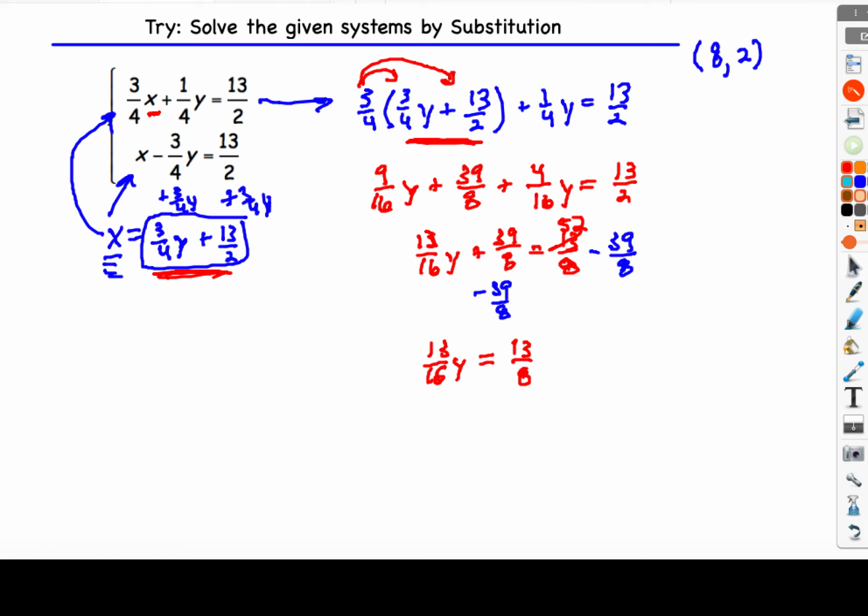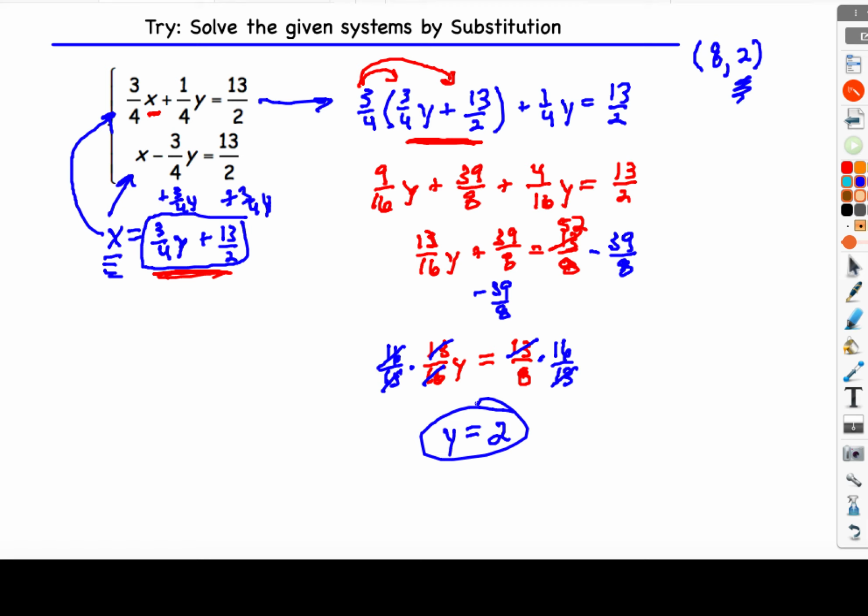And now let's multiply by the reciprocal. If we multiply by 16/13 on the left, we'll get just y. And multiply by 16/13 on the right, which is kind of nice. The 13s cancel out of both sides here. The 16s cancel on the left, giving you y. 16 divided by 8 is 2. Notice we've already matched up with our y value that we wanted, and we have half of our answer.